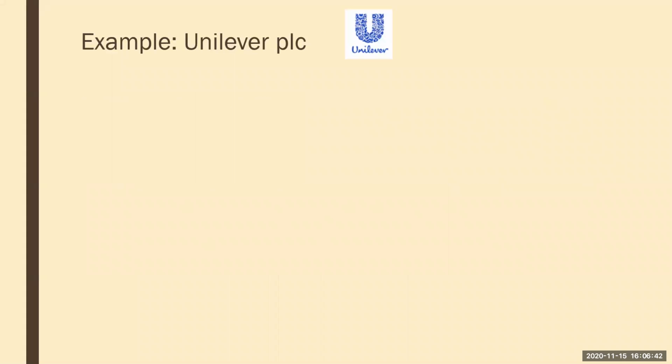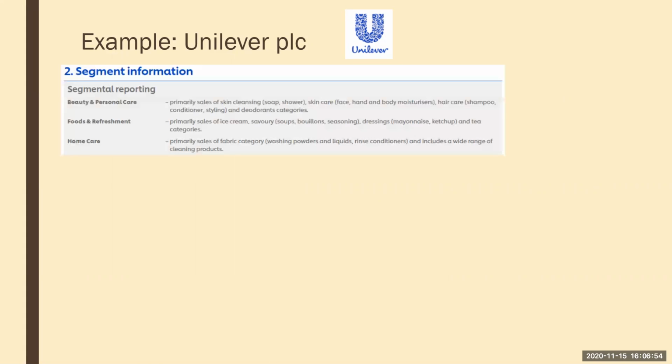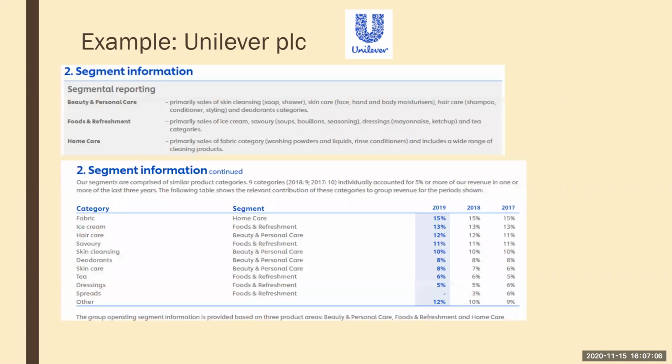Looking at an example, Unilever PLC is a multinational corporation. It's a European company. From its balance sheet, we get this information pertaining to the segments. Unilever has basically three broad areas: beauty and personal care, foods and refreshment, and home care. It identifies these segments as part of these specific categories, rather, product categories within those segments.